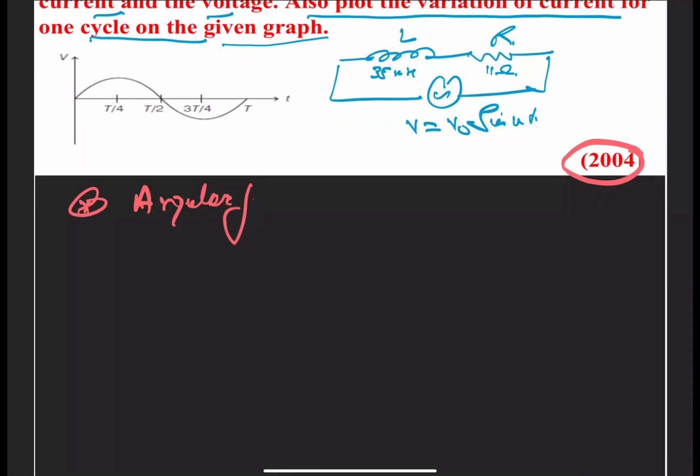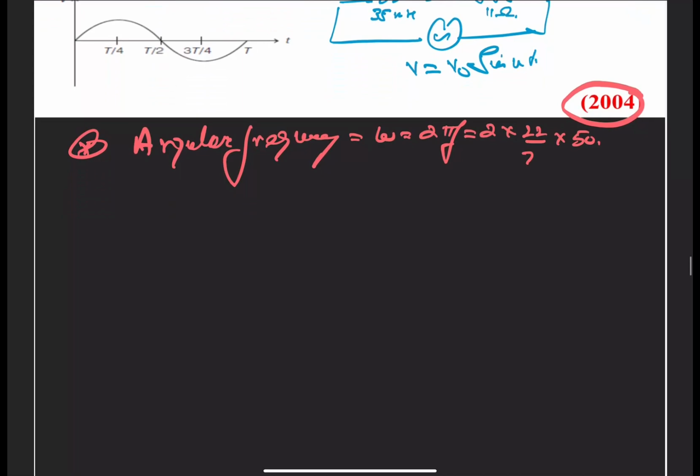Angular frequency omega will be equal to 2 pi f. Pi is taken as 22 by 7 and f is given as 50. So we can say our omega will be equal to 2200 divided by 7 radian per second. So this is the value of omega.